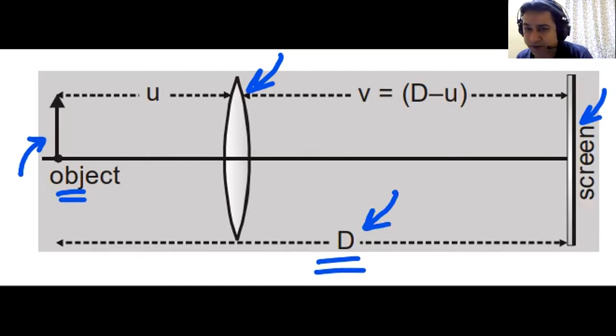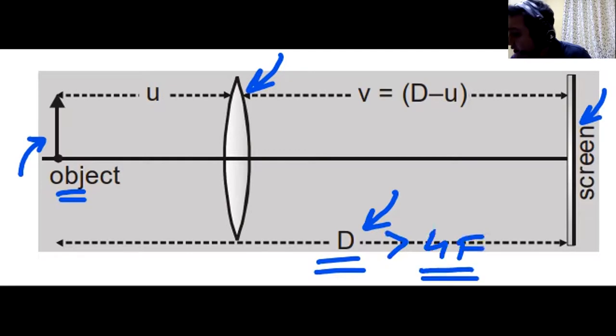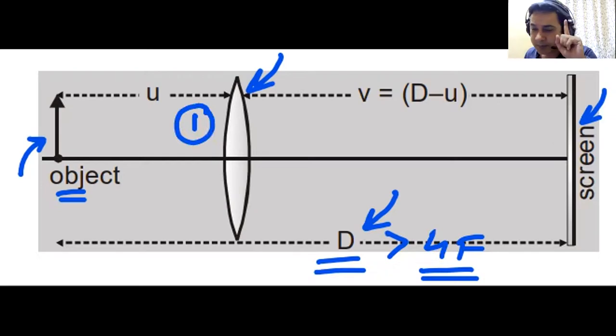Now, what does this displacement method tell us? That if this D is greater than 4F, which is the focal length of the lens, you will have two positions where you will get a real image or a sharp image. If I call this position number one, for the same configuration, I can move this lens to a different position and still get an image on the screen. Do we understand this?